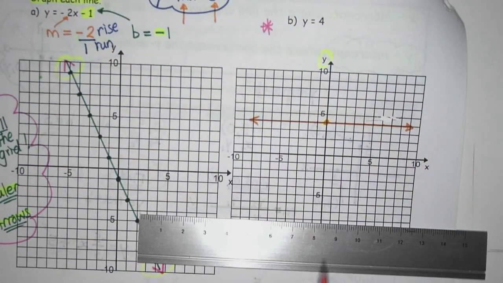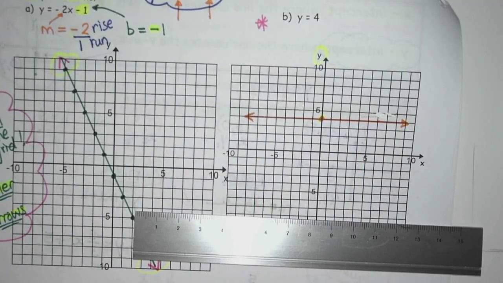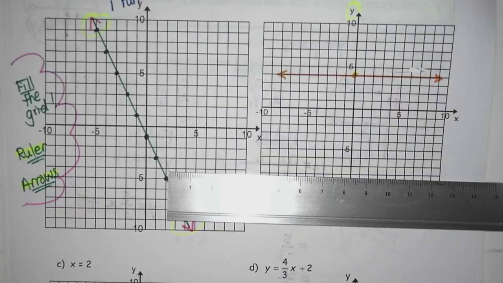Make sure that your lines are clean and clear. There shouldn't be multiple lines on that. It shouldn't be shading, right? It's with a ruler. Okay, next one.